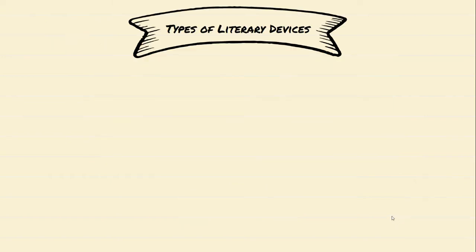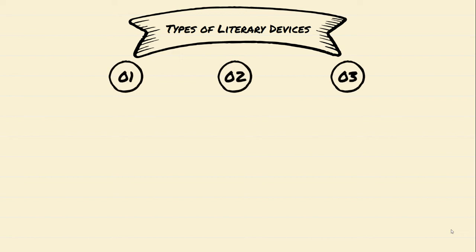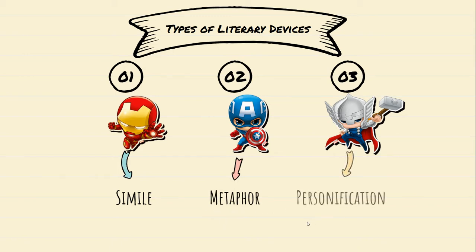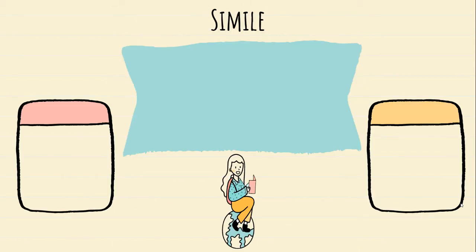Now, there are a lot of different types of literary devices. Right now, we're going to just focus on three. I'm going to consider them to be the big three, and they are simile, metaphor, and personification. Practice saying those words so you know what they are. It is simile, metaphor, and personification.